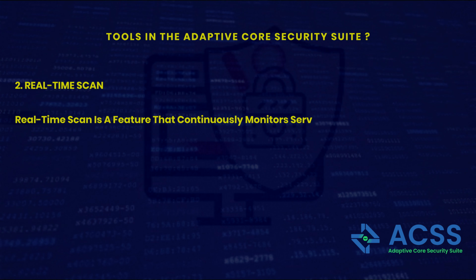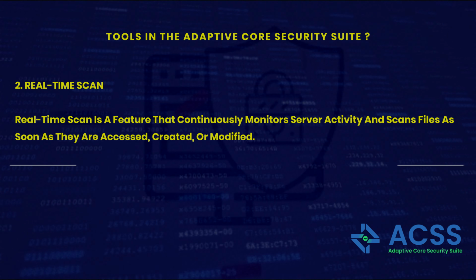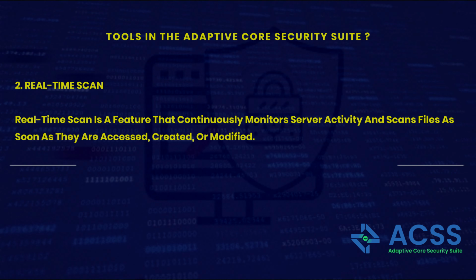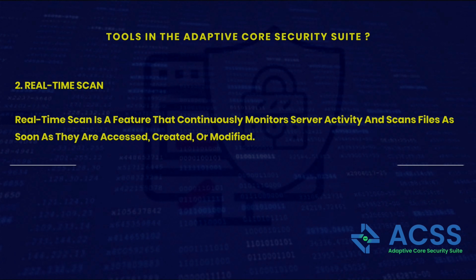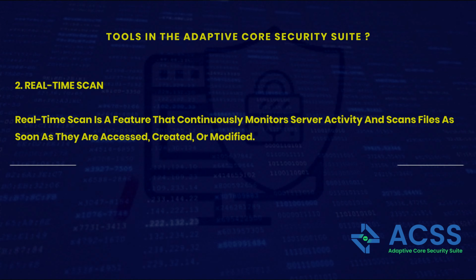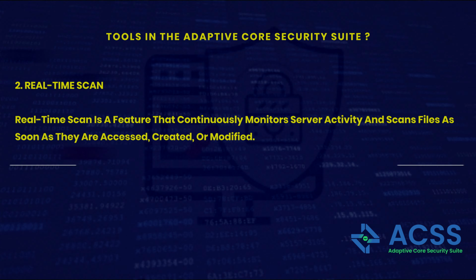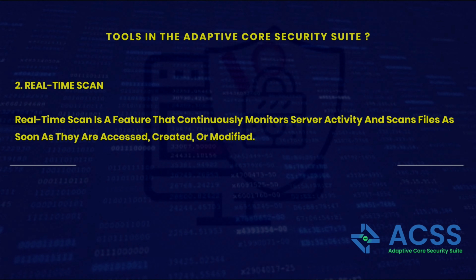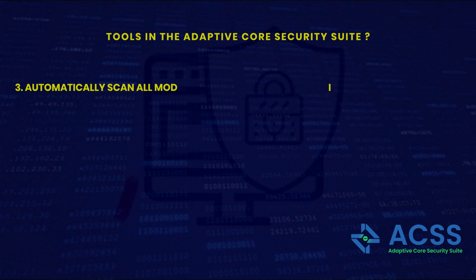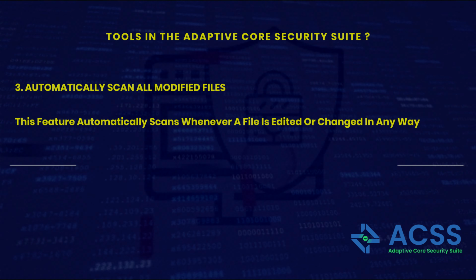Second tool, Real-Time Scan. Real-Time Scan is a feature that continuously monitors server activity and scans files as soon as they are accessed, created or modified. It helps detect threats rather than waiting for scheduled scans, reducing the chances that malware will run and spread on the server. Third tool, Automatically Scan All Modified Files.